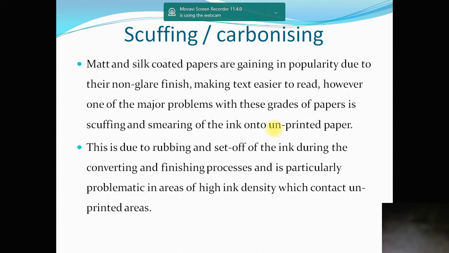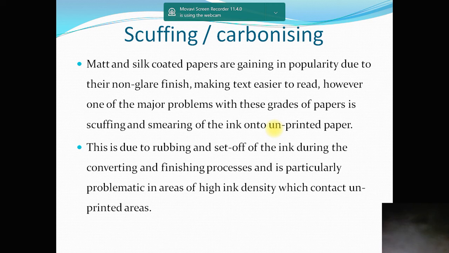For example, with a photograph from our photo studio, if we have a normal photo, we have to view that photo at certain angles only, not at all angles. If that has been printed on a matte paper, then we can view the photo from all different directions. That is matte. So matte finish or silk coated papers are very popular in the printing industry nowadays, but they produce certain scuffing problems.